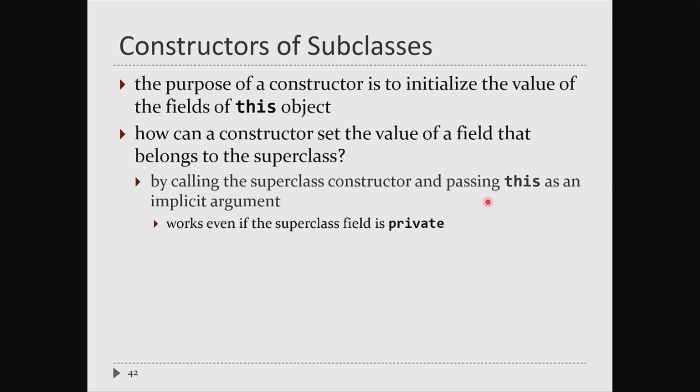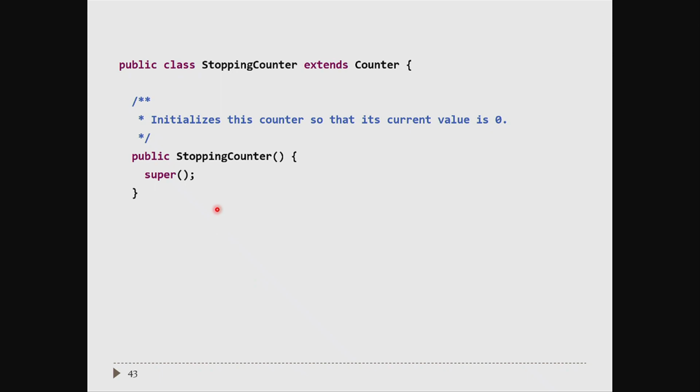Now, if the fields that you need to set in the superclass are private, then calling the superclass constructor is the only way that you can set the value of the fields. So there are situations where you must call the superclass constructor, because the superclass is going to initialize fields, possibly fields that you don't know about because they're private. The way you call the superclass constructor is with the keyword super. So super with round brackets calls the superclass no-argument constructor. In other words, it calls the Counter constructor that has no arguments. The Counter constructor will now set the fields for the counter.